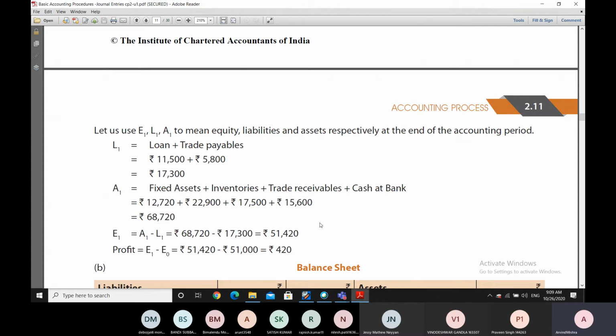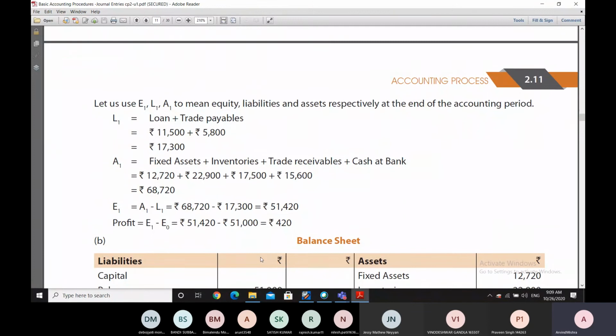Now, 51,420 is the equity at the end of the accounting period. At the beginning of the accounting period, we had an equity of 51,000. So basically our equity has increased from 51,000 to 51,420. And so we can say that we have made a profit of rupees 420. You can add the 3 zeros here.